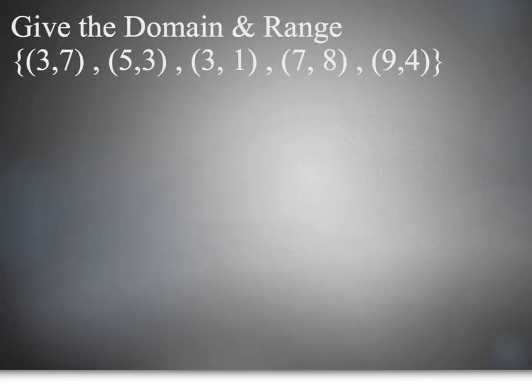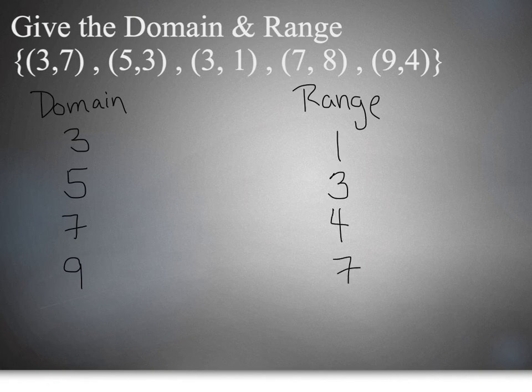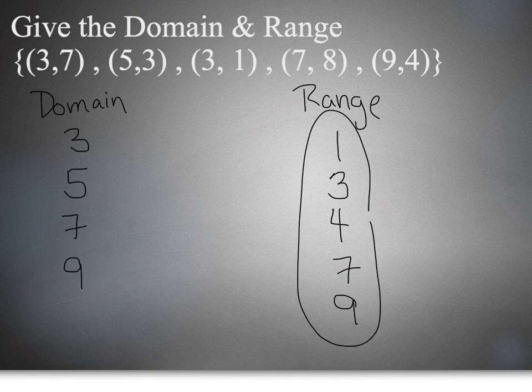Here, give the domain and the range. I'm going to list them on the side here, domain right here and range over here. Now you can see I have a 3 as my domain, I have a 5 in my domain. My x's are my inputs. 3, already listed it, 7 and 9. In my output, going from smallest to largest, I have a 1, a 3, a 4, a 7, and a 9. So there's my domain and my range.